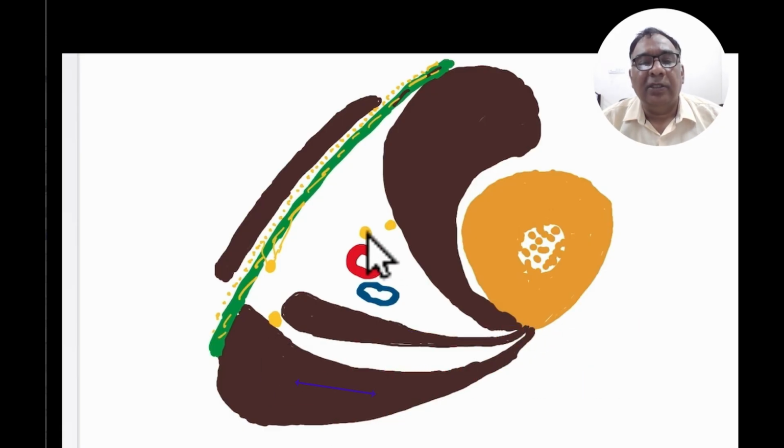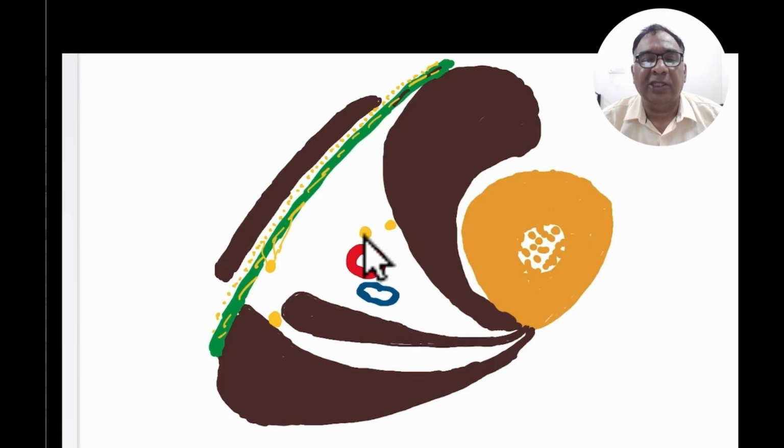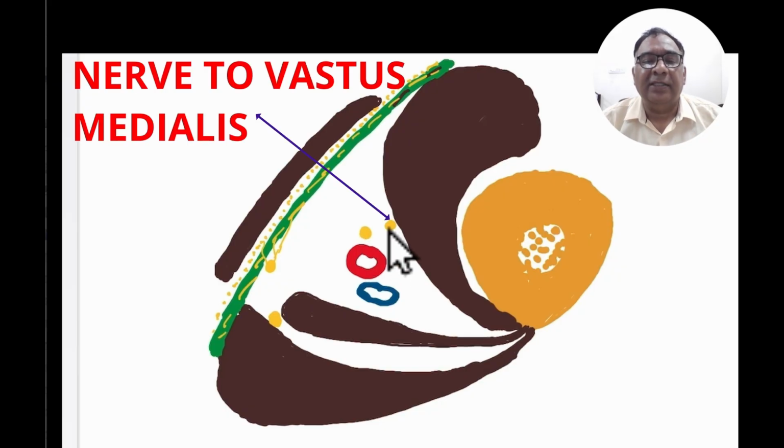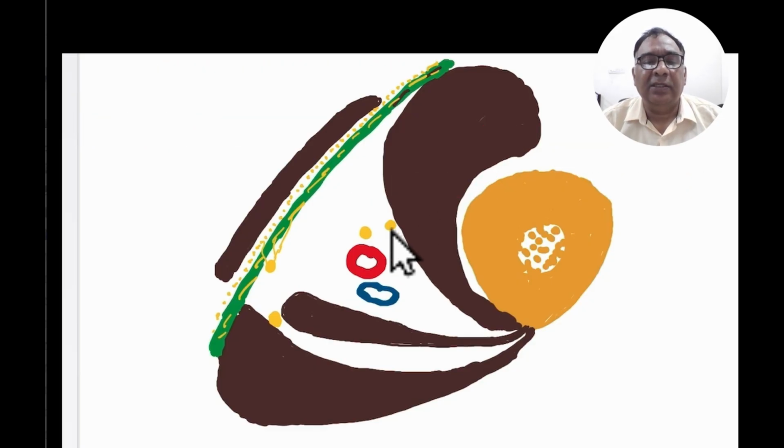This is saphenous nerve. It lies on the anterolateral aspect of femoral artery. Here it crosses femoral artery anteriorly. This is nerve to vastus medialis. This is vastus medialis muscle, and this is nerve to vastus medialis, and it runs lateral to femoral artery, and here it gives nerve supply to vastus medialis muscle.